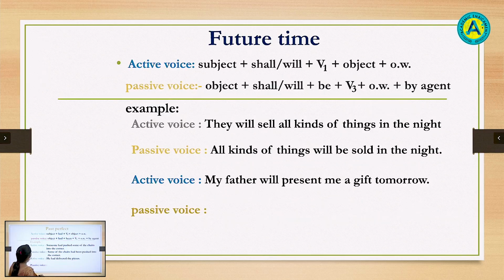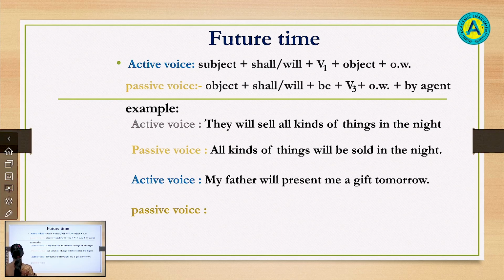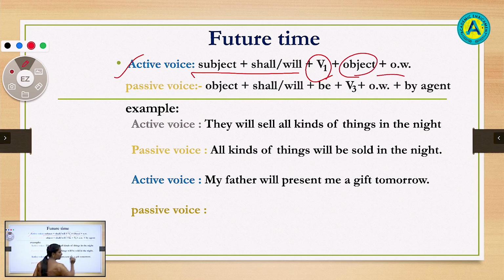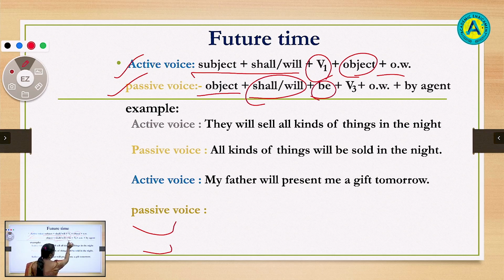The next, future time. We will discuss the structures of active voice and passive voice in future time. Active voice: subject, followed by shall/will, then verb 1, then object, followed by other words. Then what is the structure of passive voice in future time? Yes, students. Object, followed by shall/will, followed by be, then verb 3, then other words, followed by agent. And let's discuss some examples in future time.